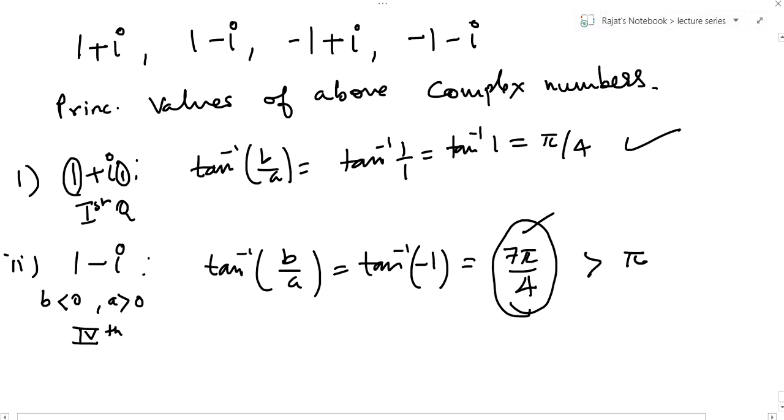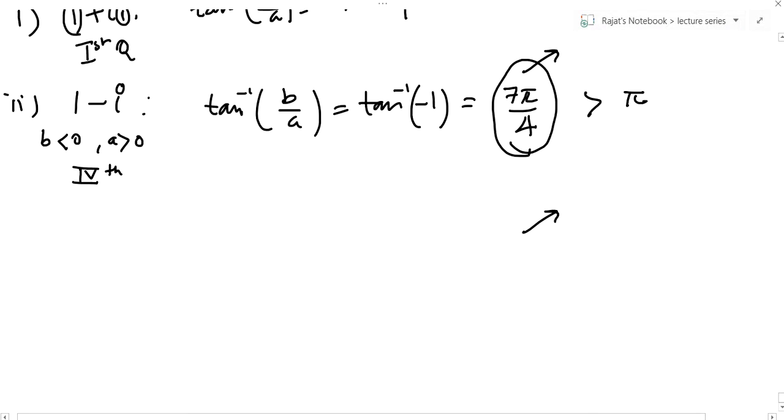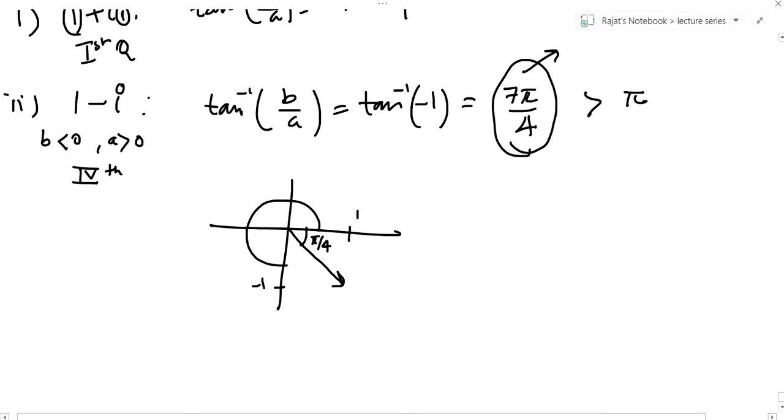So this is the argument of the complex number 1 minus i, but this is not the principal value. For principal value, this should lie between minus pi and pi. So what to do? If you draw the complex number, it will be in the fourth quadrant, 1, minus 1. This angle will be pi by 4. So what we are essentially doing is taking this angle.